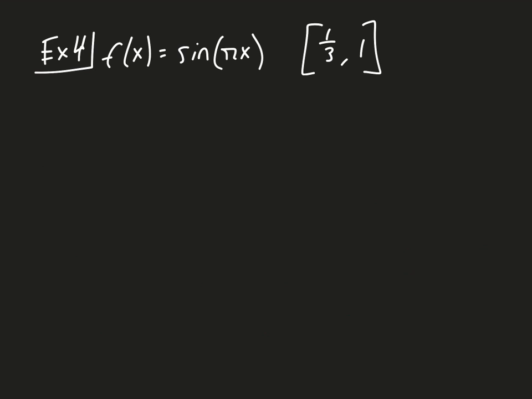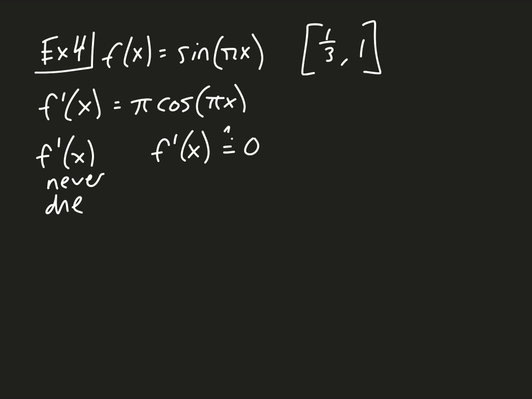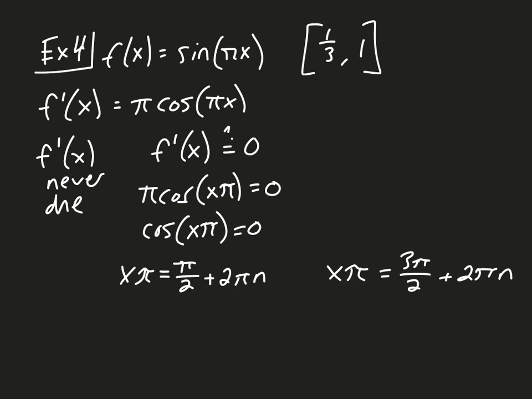Go ahead and try this one. Try to find the critical values first. We got a little chain rule, we got a little trig. Unpause when you're ready. All right, so our function is never undefined. We know the behavior of a cosine graph. And when we set the first derivative equal to 0, we find that cosine of x pi is equal to 0. Therefore, x pi has to be pi over 2 plus 2 pi n, or 3 pi over 2 plus 2 pi n.